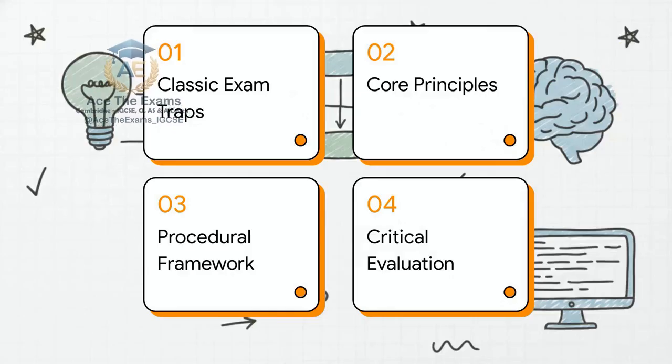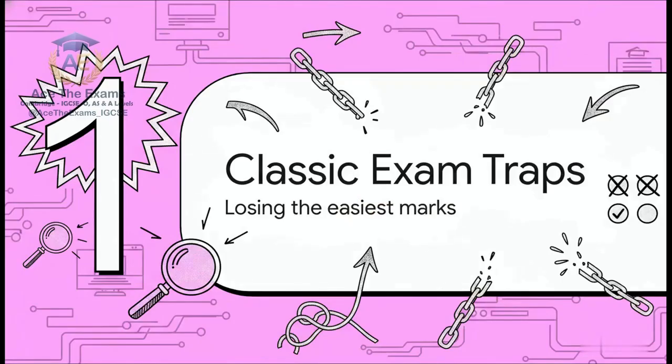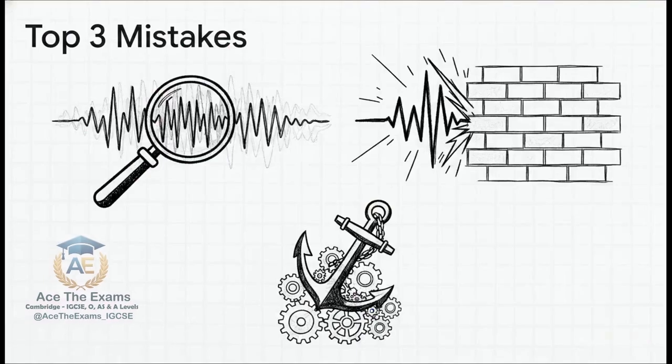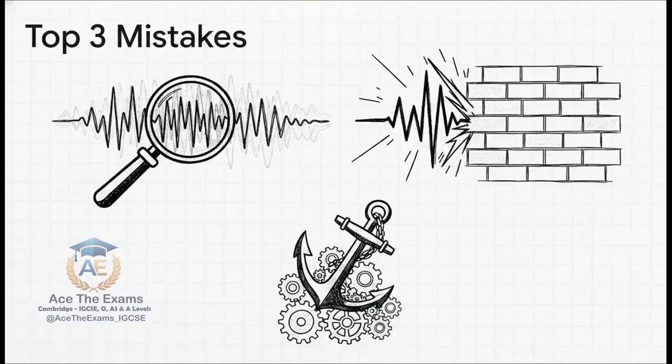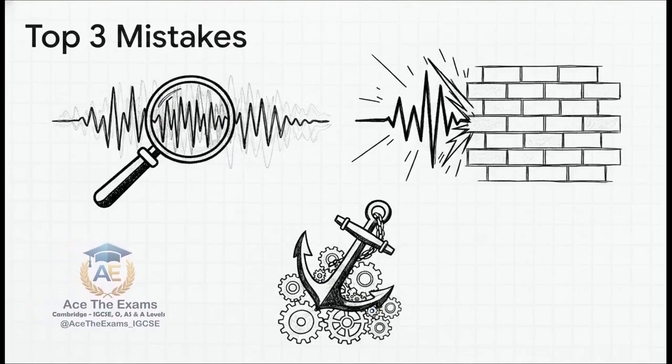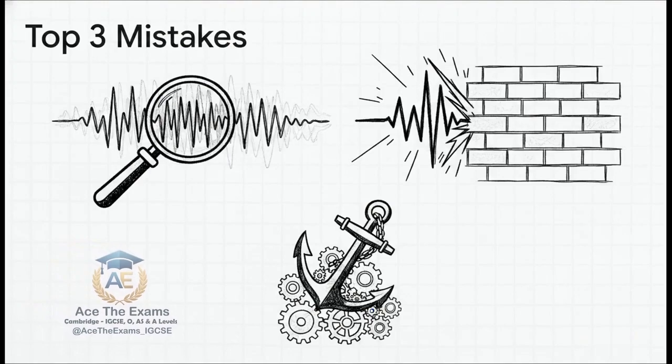We are going to break this down systematically, starting with the classic exam traps, moving through the core theoretical principles, mapping out the procedural framework, and finishing up with critical evaluation skills. Let's start with Section 1, the classic exam traps, and look at exactly where students lose the easiest marks. So the crucial point here is that examiners are actively looking for specific, context-driven answers that account for boundary conditions rather than just isolated memorized facts.